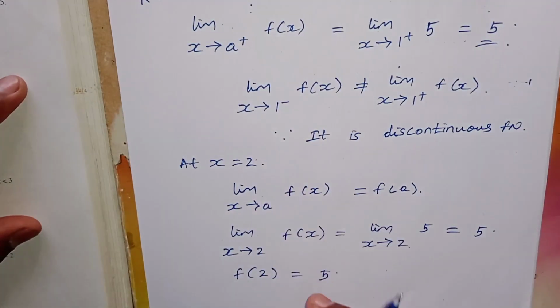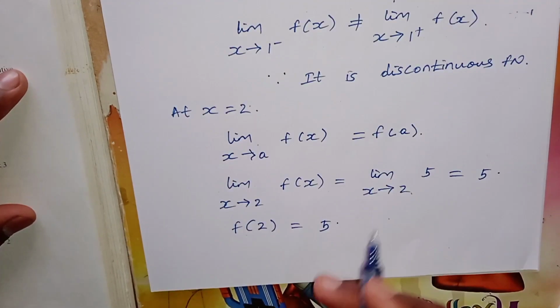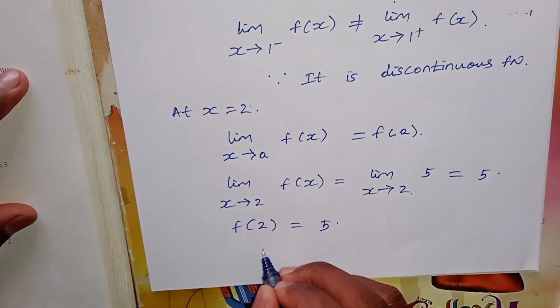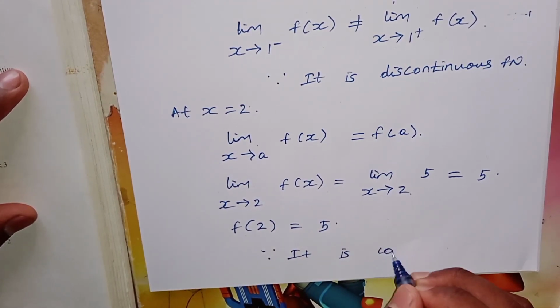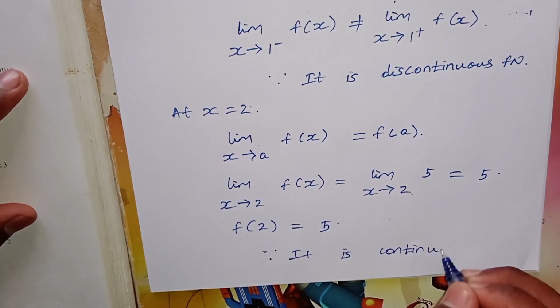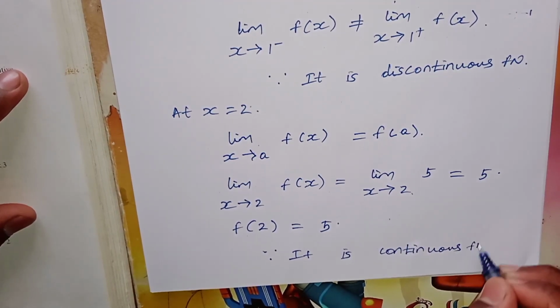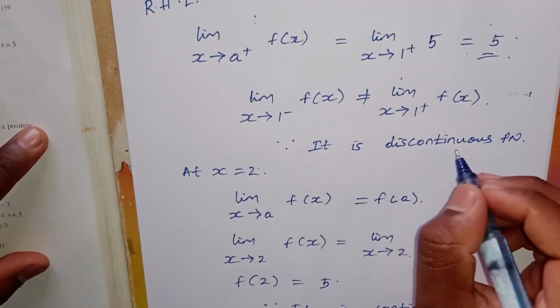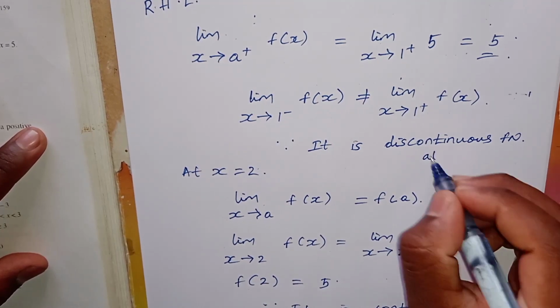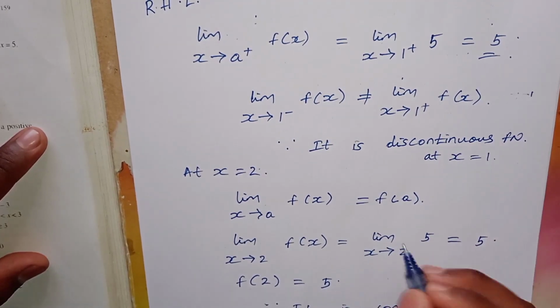Okay, I hope you all understood the question. Therefore finally you should write: it is a continuous function at x equal to 2. Okay, it is a discontinuous function at x equal to 1.